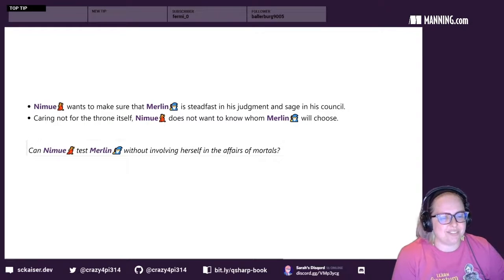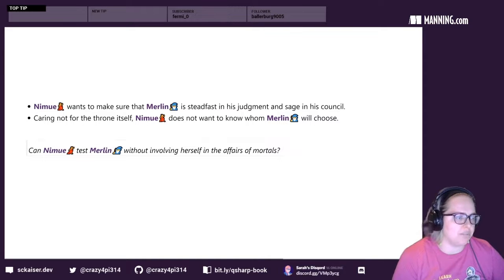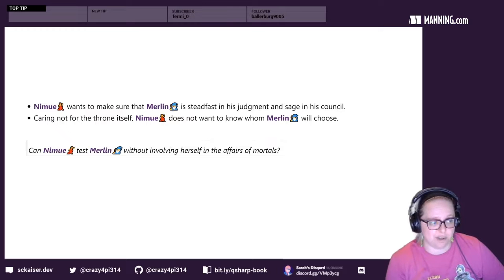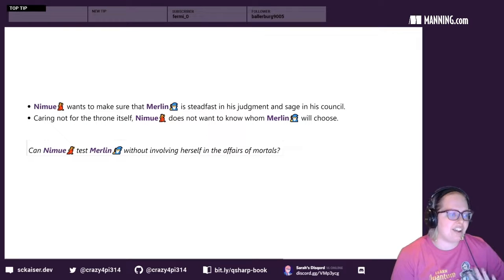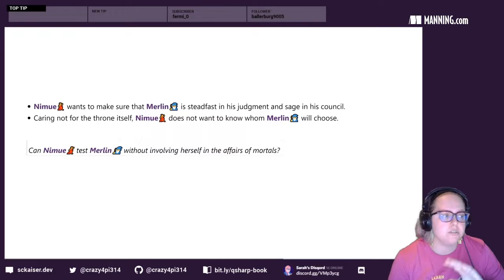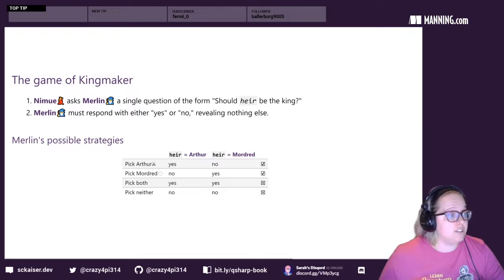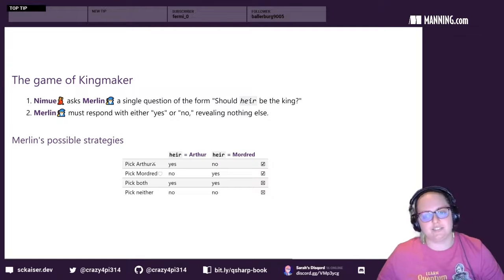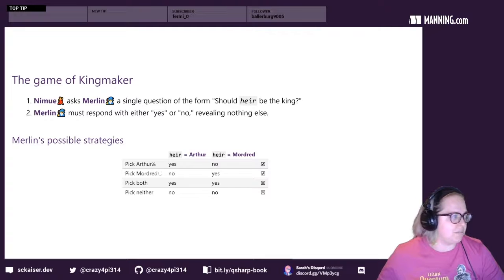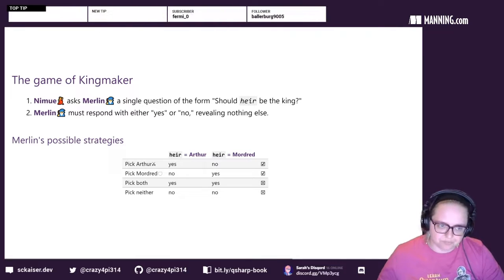So the question here is: is there a way for Nemune to make sure that Merlin is going to do his job, without having to learn the details about who Merlin's going to make king? It turns out we can turn this into a game. Games are a great way to set up a problem, to make it easier to see how you might solve it. So we call this game Kingmaker.